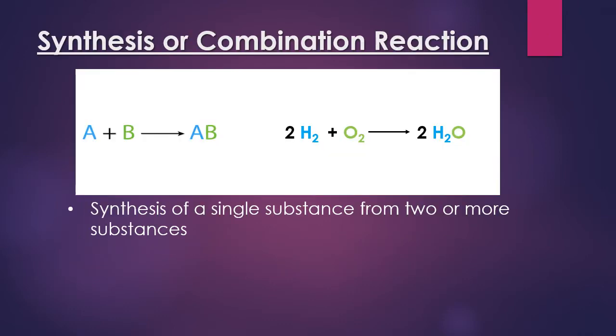All right. So let's look at some different types of synthesis or combination reactions. We have 5 different types of reactions that we're going to be learning, and you need to be able to recognize these reactions and label them correctly. So the first type we're looking at is synthesis. It is also called a combination reaction.